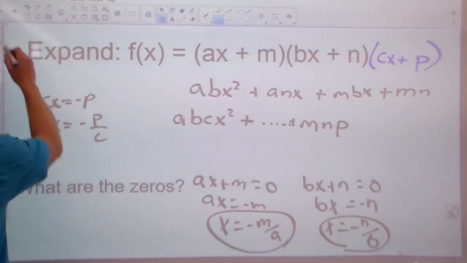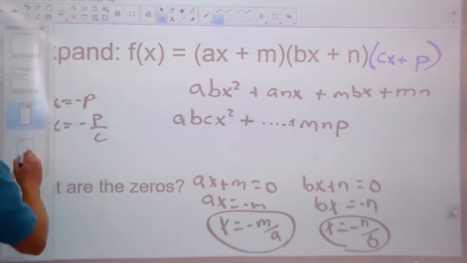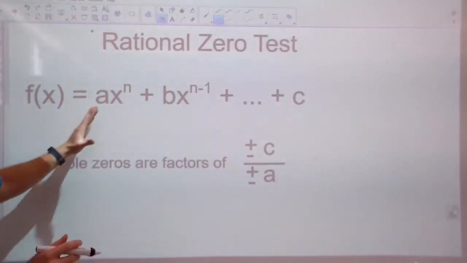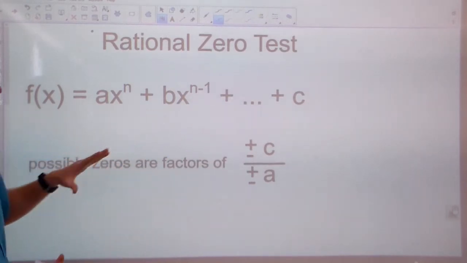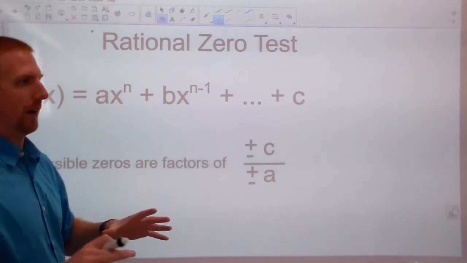So let me show you what the rule is. We're ignoring the signs right now. So here's the rational zero test. You have a polynomial in this form. Let me talk you through it. Some of y'all like this kind of stuff. I always have to sit back and think about it for a second.